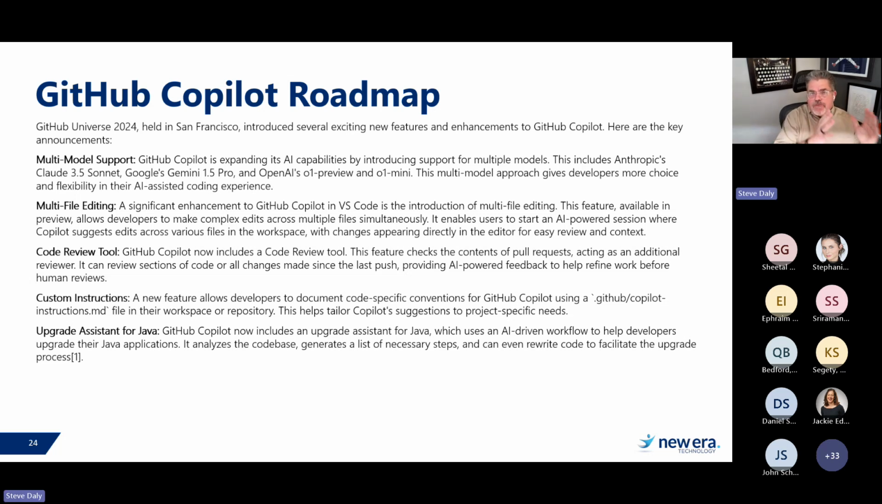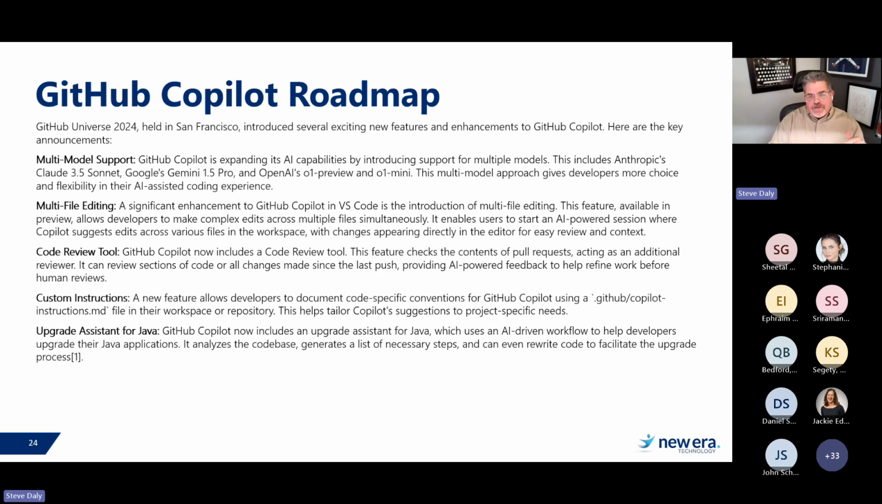So you can do a pre and a post to be able to see if the usage is really affecting the quality of your code. Some of the other things, like I mentioned, multi-model support. They're going to be introducing Anthropic's Claude, Google's Gemini Pro, O1 Preview, O1 Mini. It's just going to allow you to have multiple different models to work with.